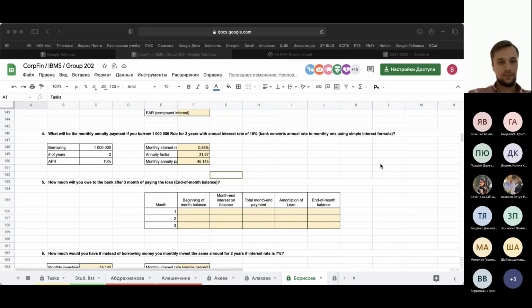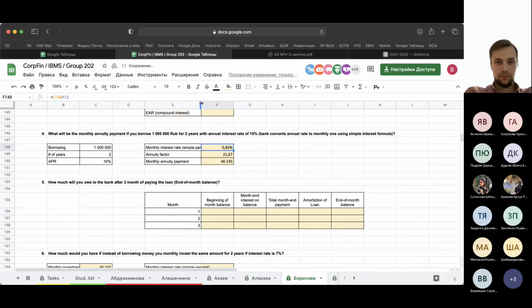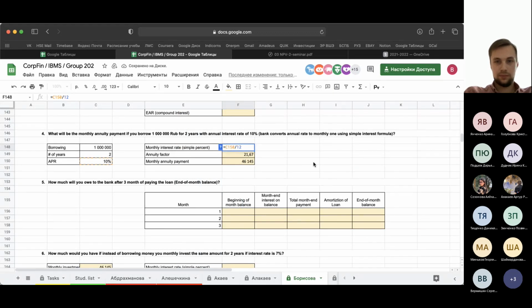Okay, Diana, let's discuss. Here we have a monthly interest rate, and to get it, we just need to divide the annual rate by 12 months. Here we have a complicated formula, and we have to divide 1 by this monthly interest rate, and after it subtract 1 divided by this interest rate multiplied by the monthly interest rate, but we have 2 years, therefore the power is 24.